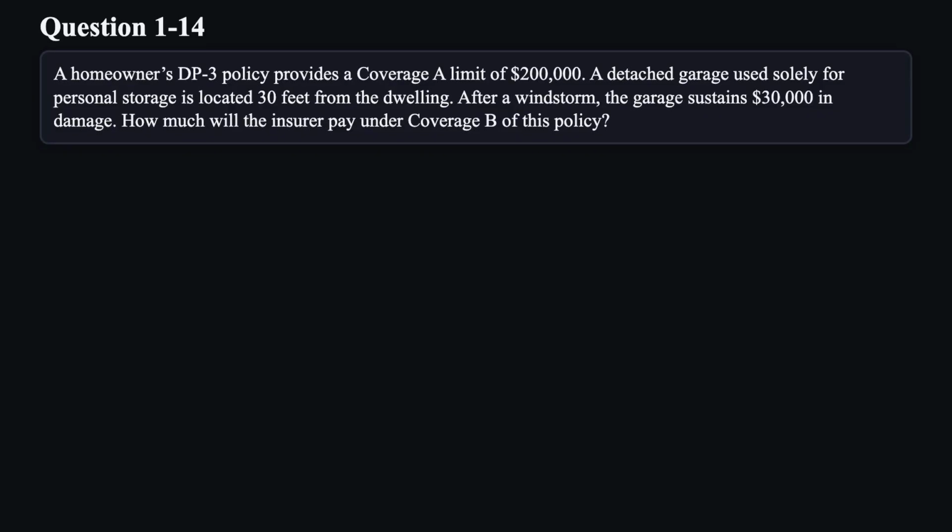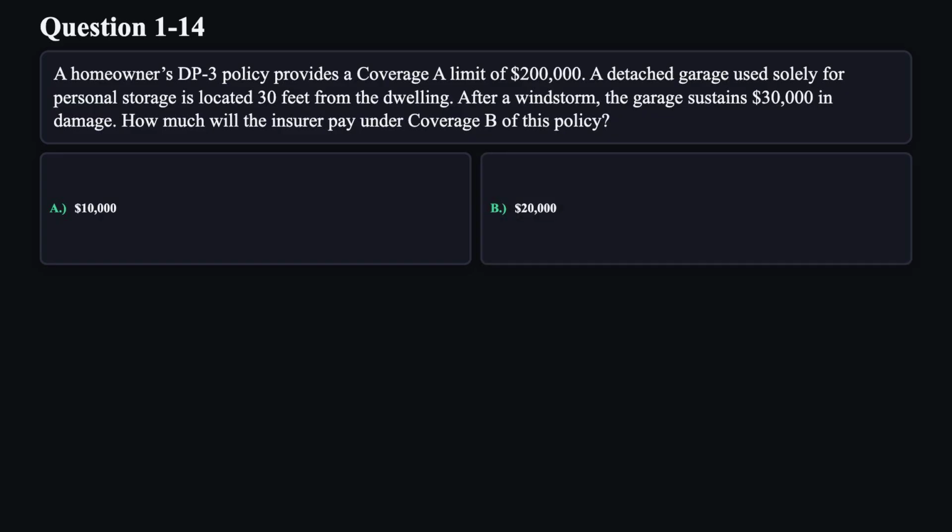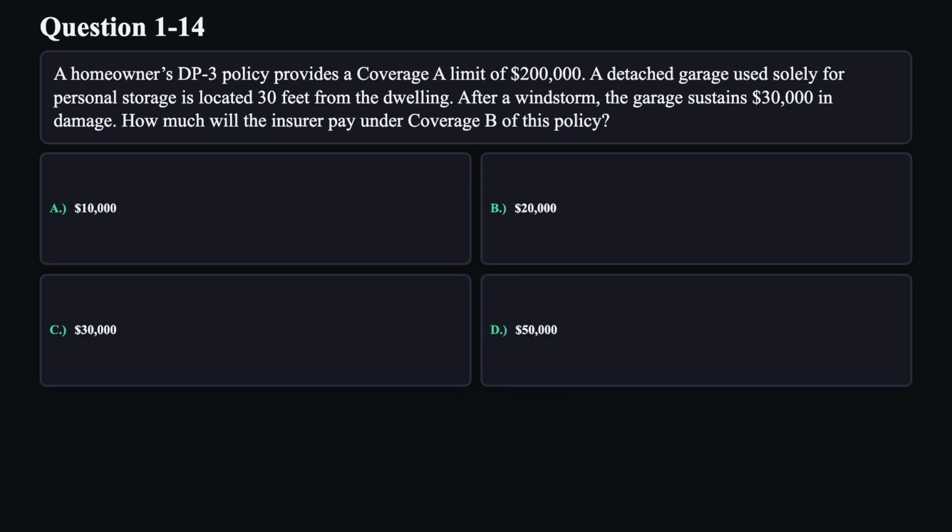Question 14. A homeowner's DP3 policy provides a Coverage A limit of $200,000. A detached garage used solely for personal storage is located 30 feet from the dwelling. After a windstorm, the garage sustains $30,000 in damage. How much will the insurer pay under Coverage B of this policy? A, $10,000. B, $20,000. C, $30,000. D, $50,000.